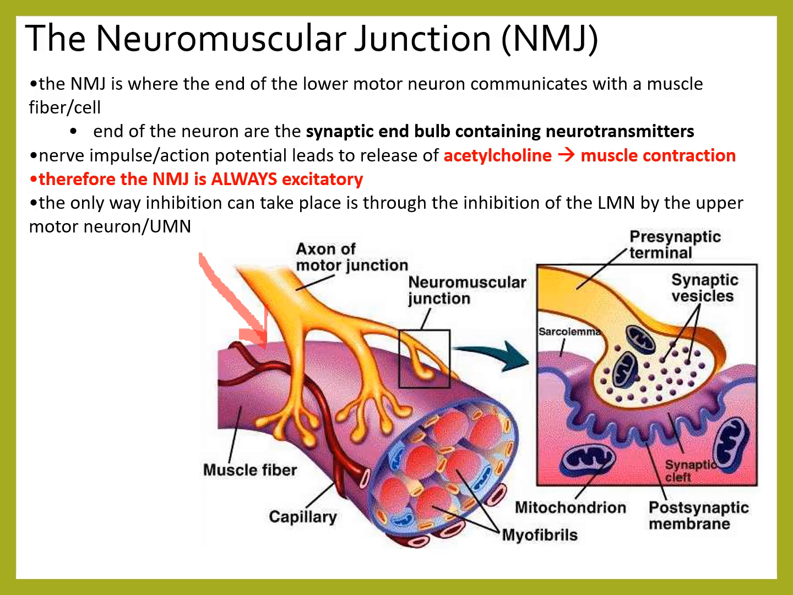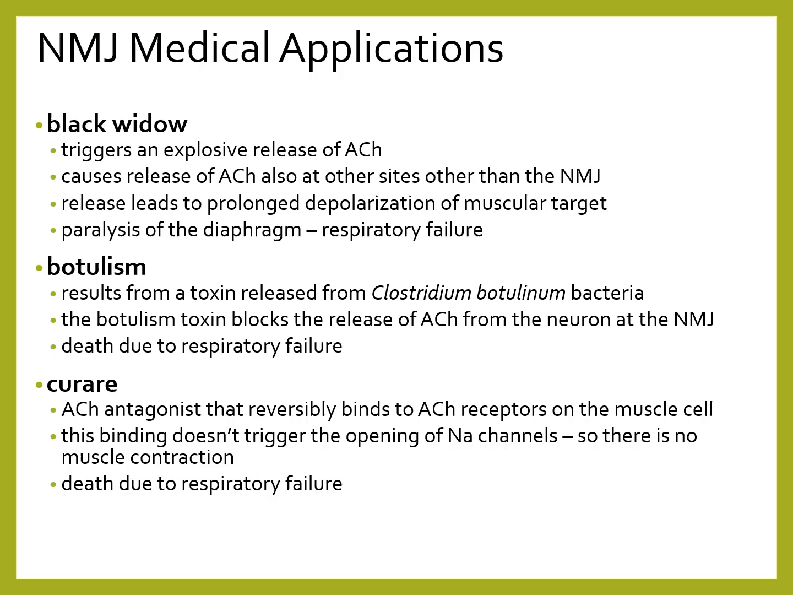This means the only way inhibition can take place is by the upper motor neurons inhibiting the activity of the lower motor neuron. There are several compounds that are related to the neuromuscular junction and its release of acetylcholine. And I want to give you three really interesting ones.